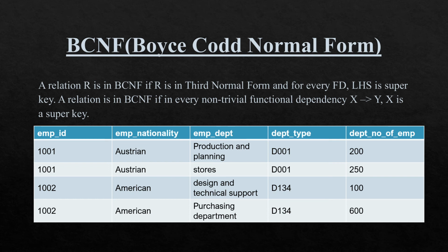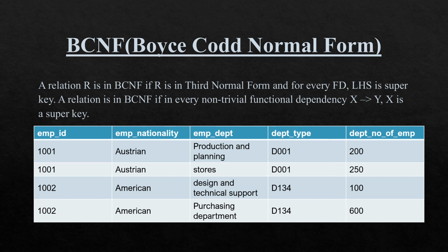Suppose there is a company wherein employees work in more than one department. They store the data like employee ID, employee nationality, employee department, department type, and department number of the employee. Now here the functional dependencies in the table are employee ID to employee nationality, and employee department to department type and department number of the employee. The candidate key is employee ID and employee department. The table is not in BCNF as neither employee ID nor employee department alone is a key.